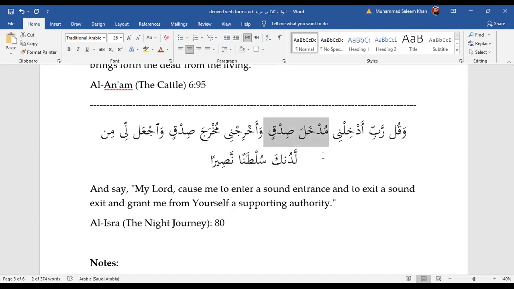Adkhil is basically a verb form that demands two maf'ul bihi. So one is adkhilni, enter me, where? Mudkhal sidqin. So cause me to enter a sound entrance. As you can see here, mudkhal has been translated as entrance, and sidqin as sound. Okay, wa akhrijni. Okay, akhrij.